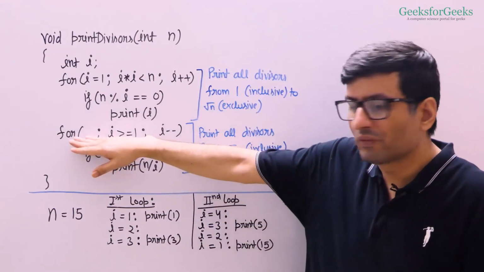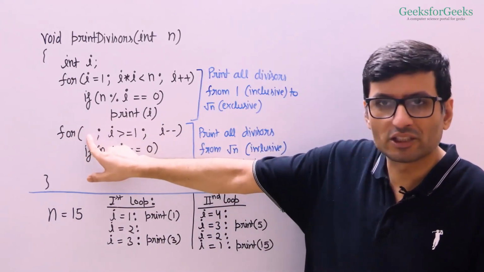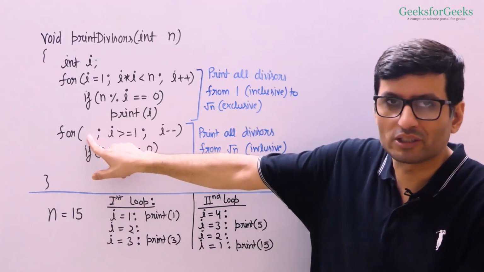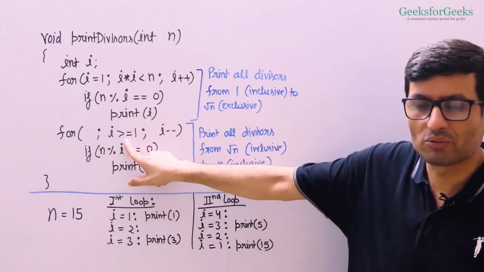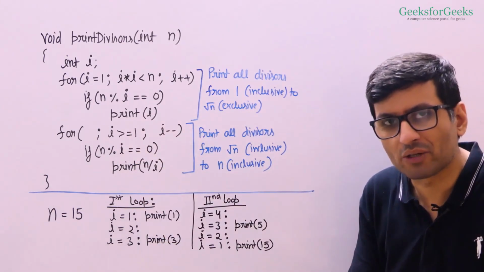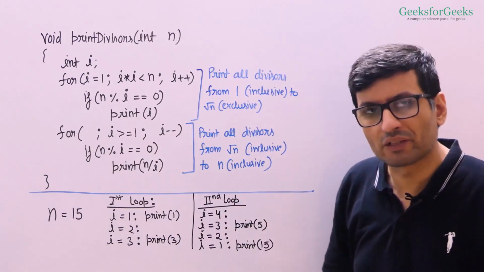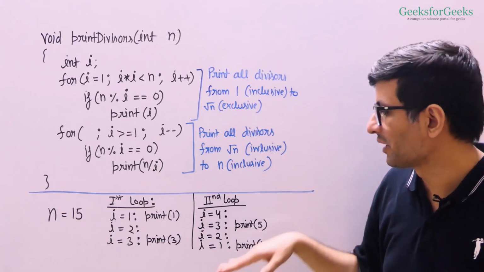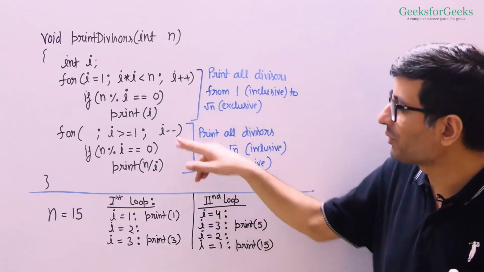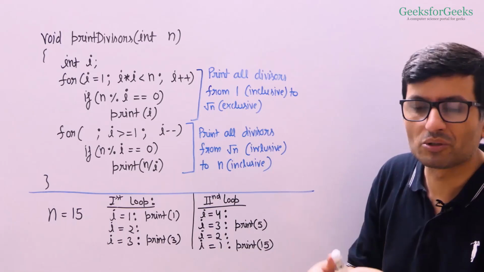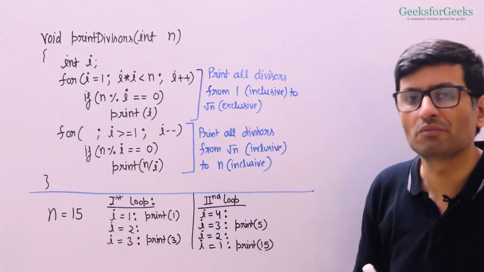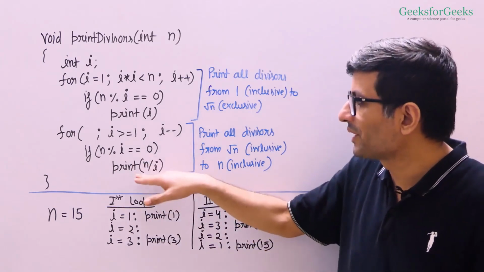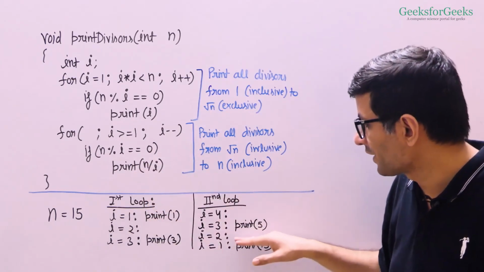Now you begin this loop with I equal to 4. There is no initialization here. We begin with whatever is the current value of I, and we run this loop while I is greater than or equal to 1. So you begin with I equal to 4. 4 does not divide 15, so you will not do anything. Now you come to 3. Here we are decreasing the loop. When you come to 3, 3 divides 15. But this time we do not print 3, we print 5. So we print n by I, right? So we print 5 here.